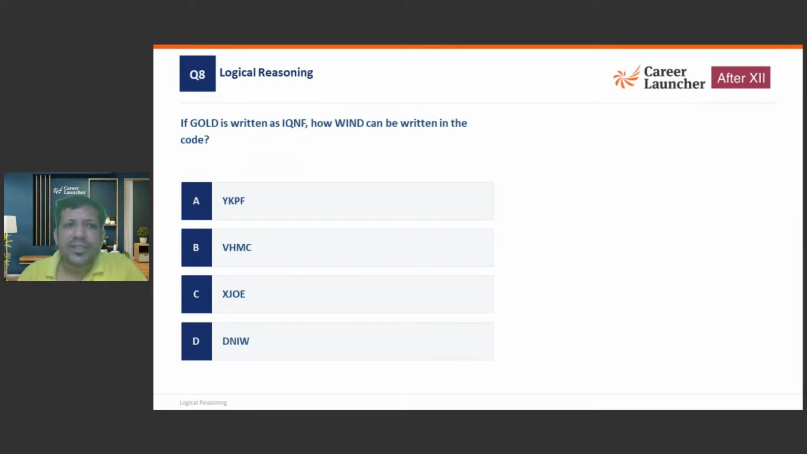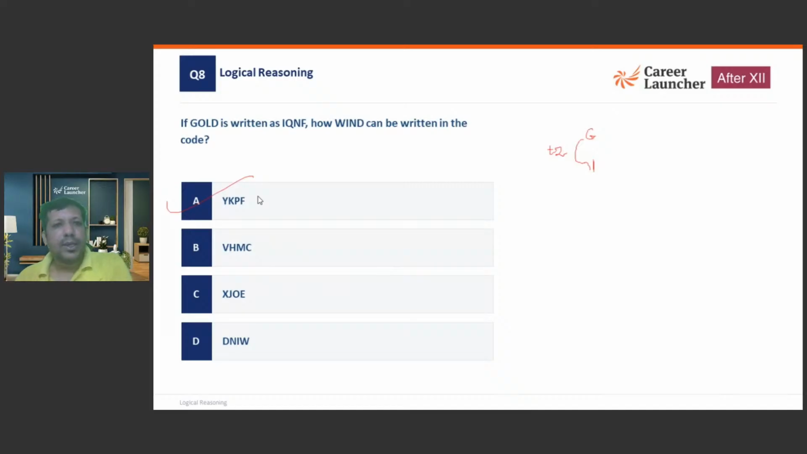Now this one, again a similar type of question, that G can be written as IQNF. G is going to be I, G H I. So G to I is plus 2. So W plus 2, WXY. That is option 1. Not going to solve anymore. Very nice, Astha. Now, this one, that is +1. So this is the approach to get the answers very quickly.